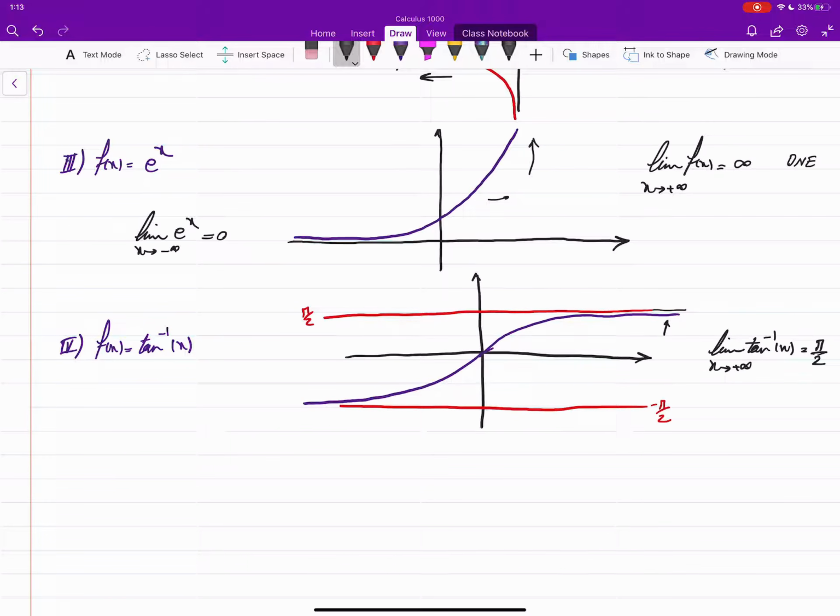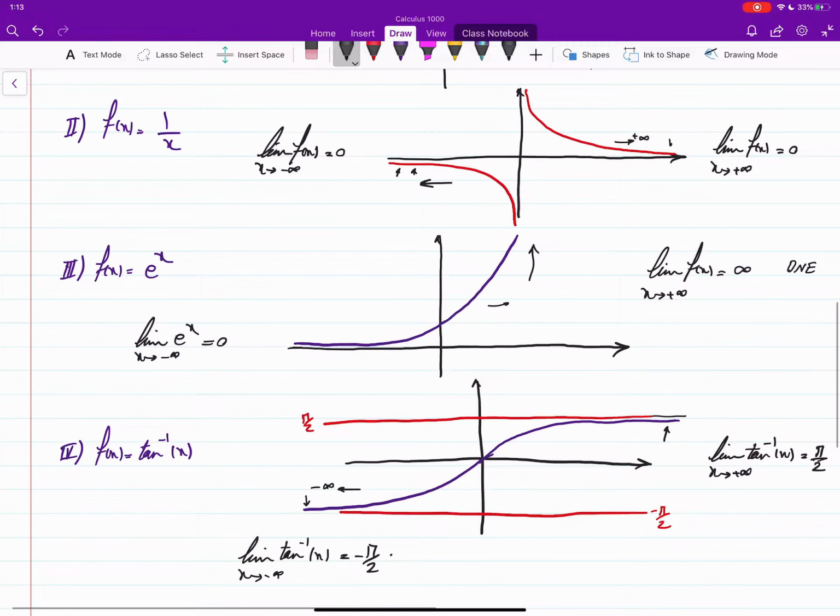And as x goes to negative infinity, the limit of tan inverse x, the function gets closer and closer to negative pi over 2. So at least these last three functions are very important. You have to know the graph of these guys and be able to see what happens to the function as x approaches plus infinity or minus infinity.